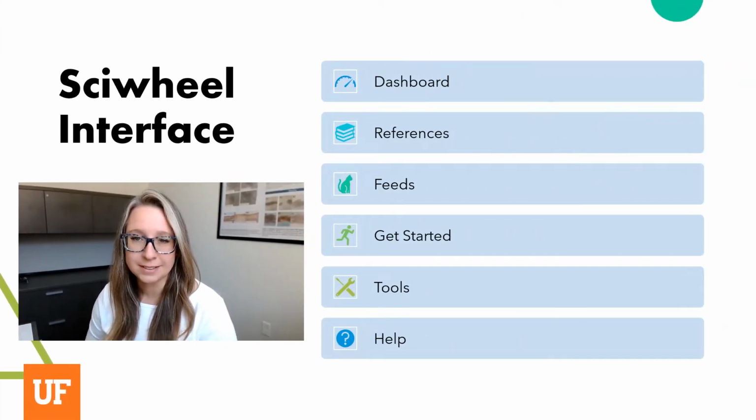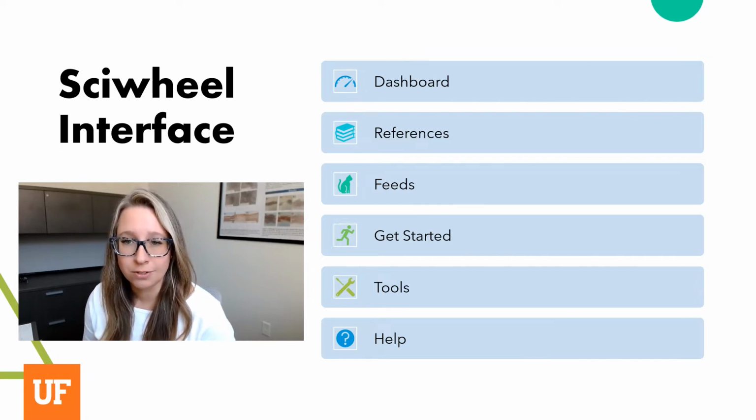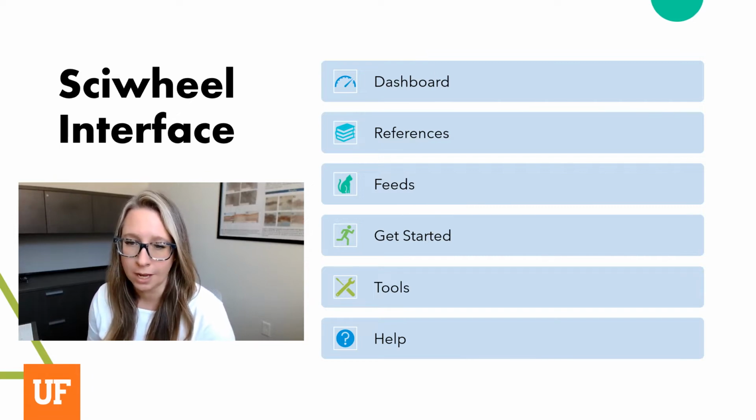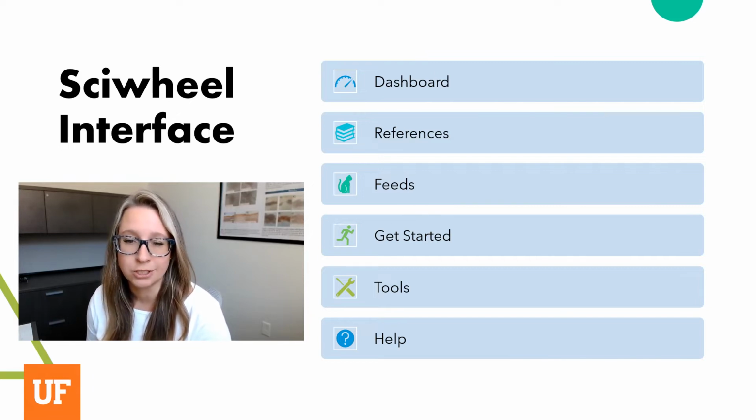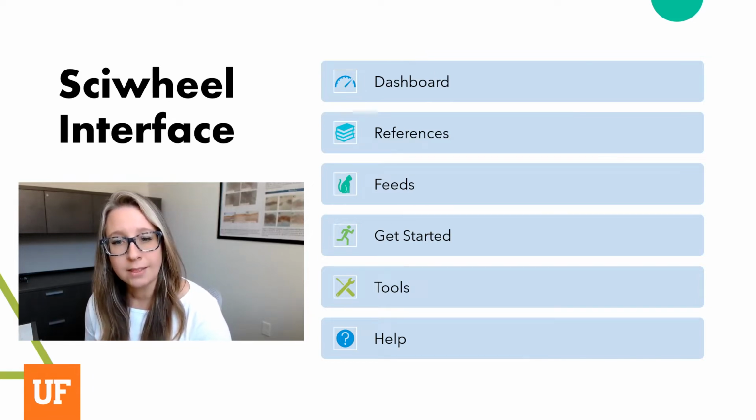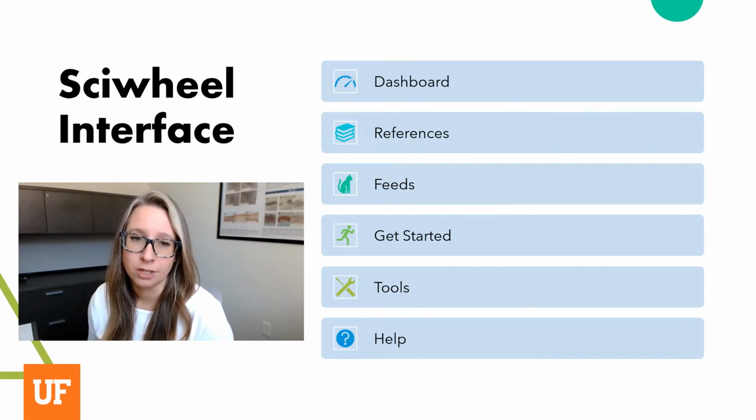The Sciwheel interface contains these menu items. You'll see a dashboard, and once you've imported references, whenever you start a new session, you'll land on this dashboard page. You have references, which is your list of all your saved articles, feeds, which is a place where you can see new articles based on topics that you choose or specific journals that you want to keep an eye on. You have the Get Started tab that contains useful tutorials on how to use Sciwheel and its features. There's a Tools menu item that contains the available extensions and add-ons. And then Help provides useful FAQs for users.